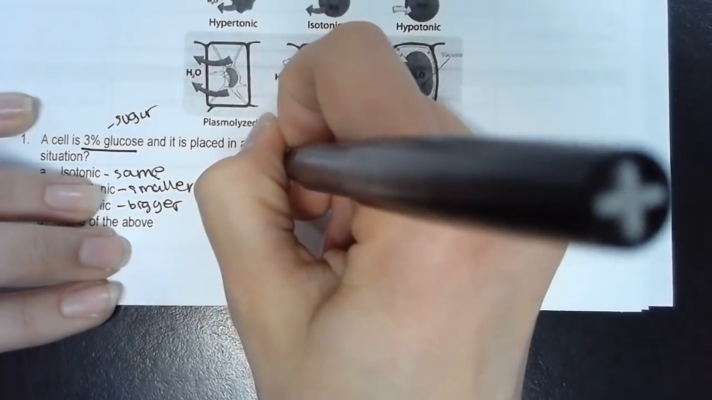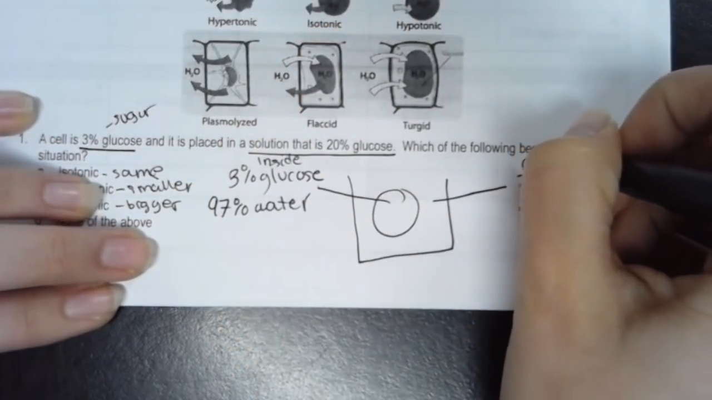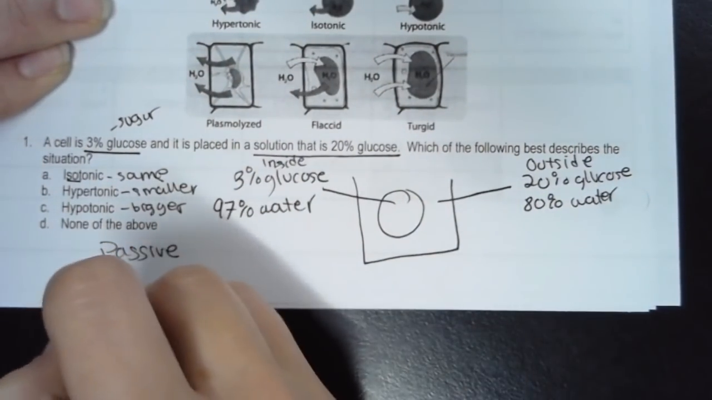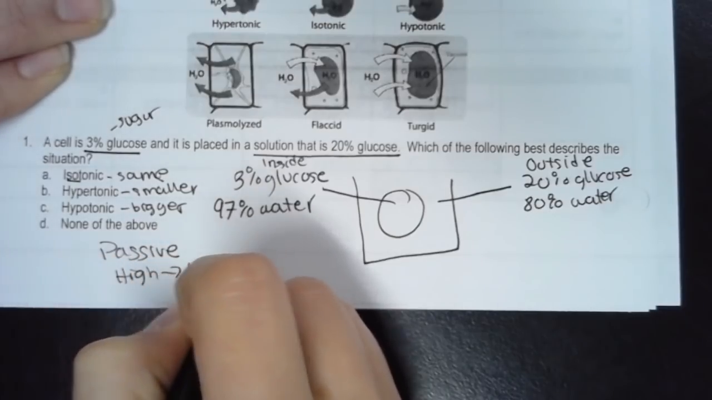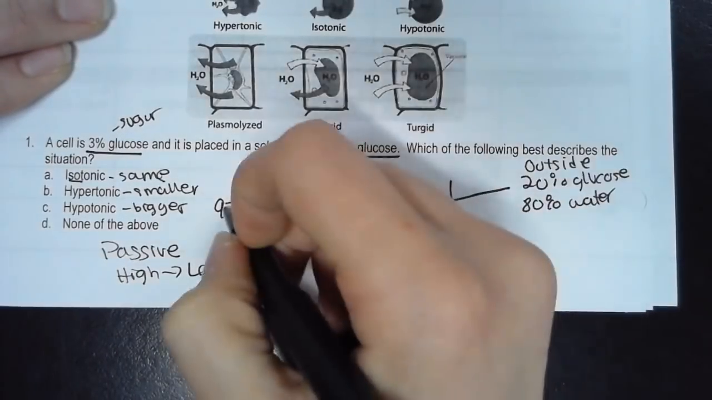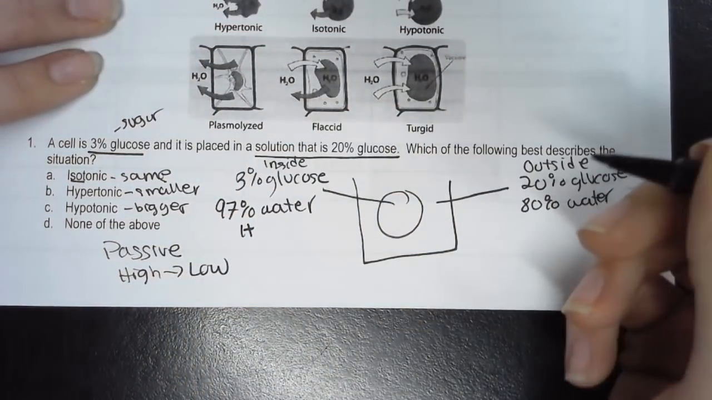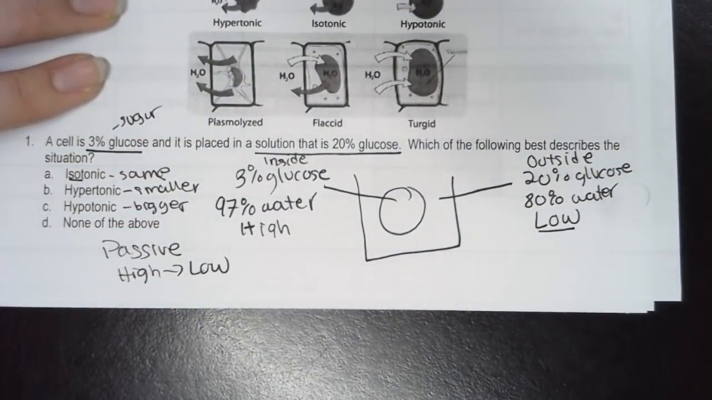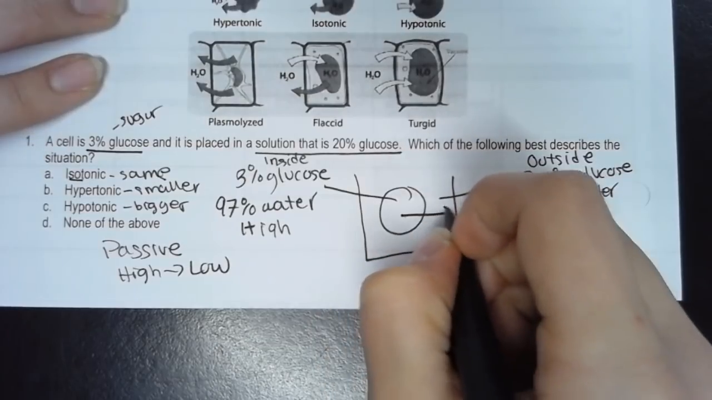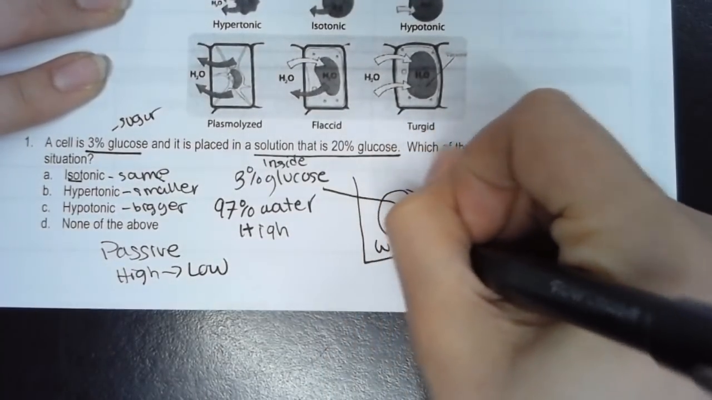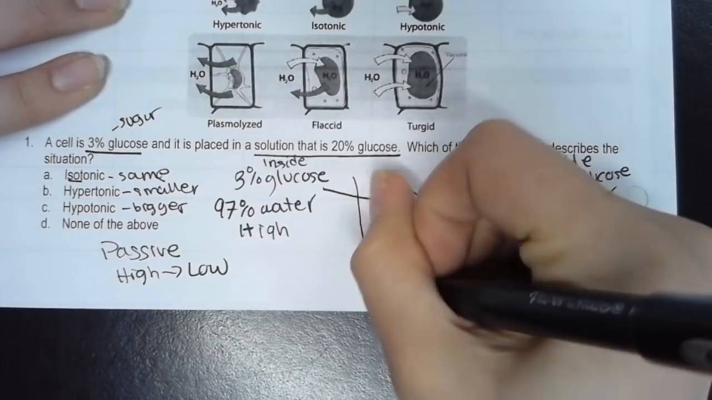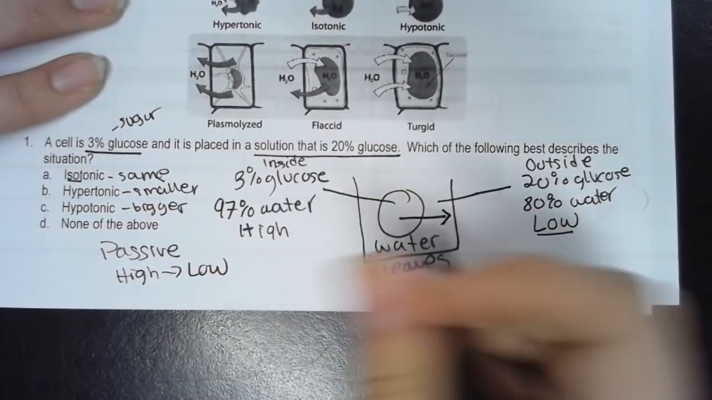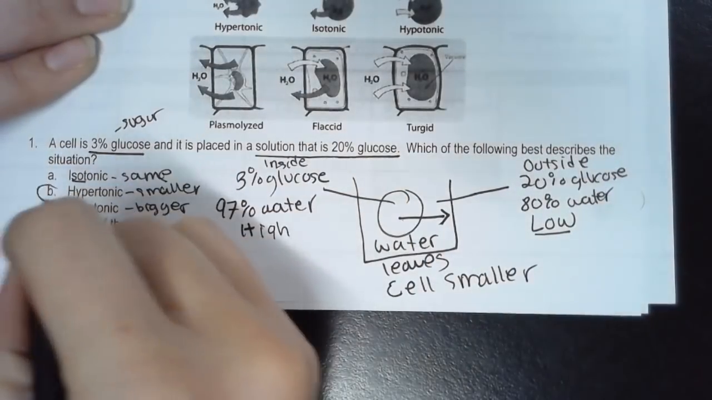So I know that this is inside the cell, this is outside the cell. If we're talking about water movement, I know that's passive transport, and I know that the water is going to move high to low. I'm going to label inside my cell has 97%. That's higher than what's outside my cell, which is lower. Therefore, water is going to move from inside to outside. Water leaves. That means cell gets smaller. I know the type of solution where cells get smaller. If I see smaller, smaller, hypertonic.